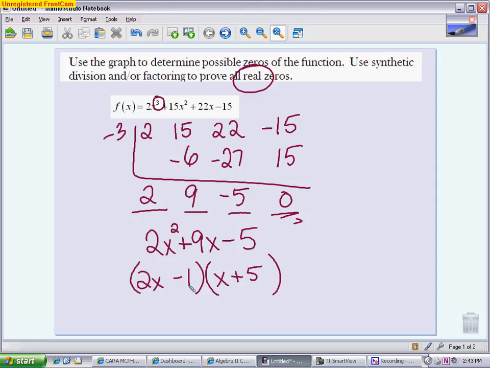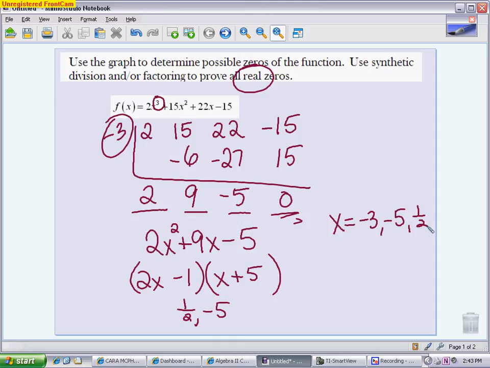So that tells me that my zeros are +1/2 and -5. And I already found -3. So I'm going to list off to the side here are my zeros: -3, -5, and 1/2. In any order, doesn't matter which ones.